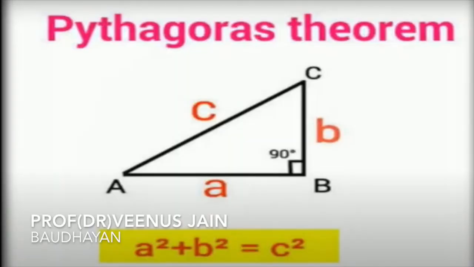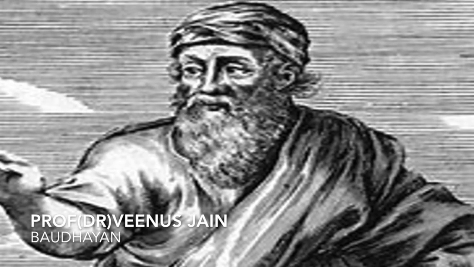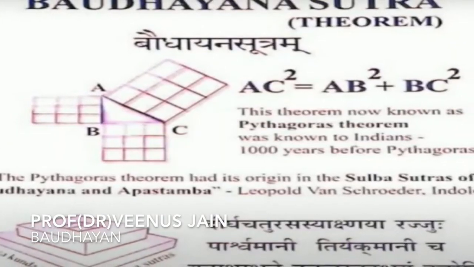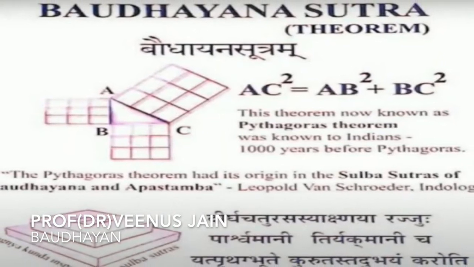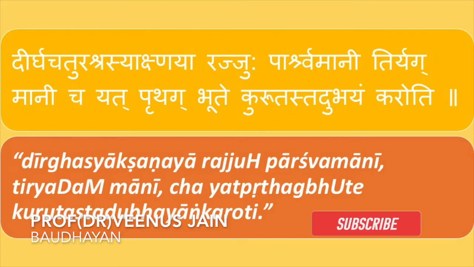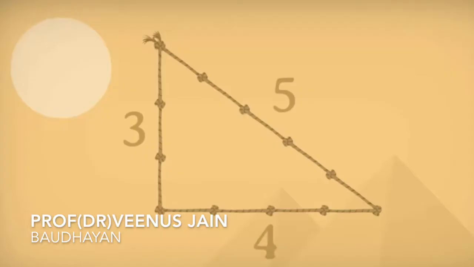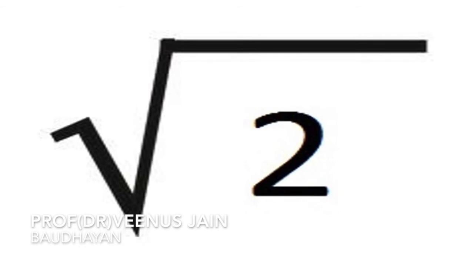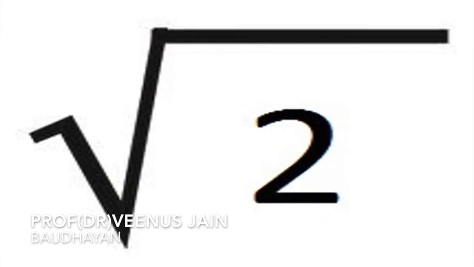Baudhayan discovered Pythagoras Theorem much before Pythagoras was born. A shloka from the Sulbasutra is proof that he had the concept of Pythagoras Theorem in his mind even before Pythagoras was born. Dirgha chatur shrashya akshanya rajuhu parshvamani tiryag mani chayat prathag bhute kurutast ubhyam karoti. It means a rope stretched along the length of the diagonal produces an area which the vertical and horizontal sides make together. He judged the square root of 2 to 5 decimal places of accuracy.